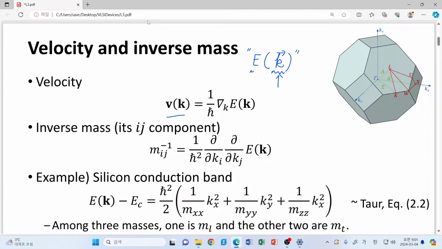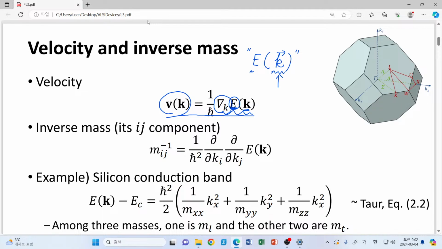For example, this is the expression for group velocity. You know the energy as a function of the three-dimensional k vector, and take the gradient of this energy function. Then you will get a certain vector, and this is proportional to the group velocity.